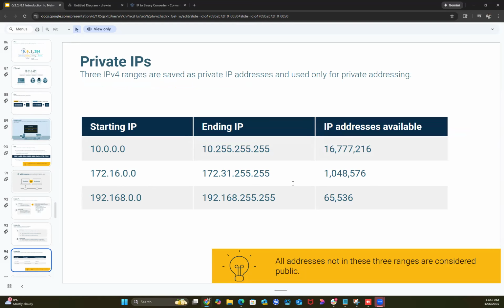And IP addressing is valuable, they have lots of IPs. And another range starts at 172.16.0.0 to 172.31.255.255. And another starting IP address is 192.168.0.0 and then 192.168.255.255. All addresses not in these three ranges are considered public. You remember this.